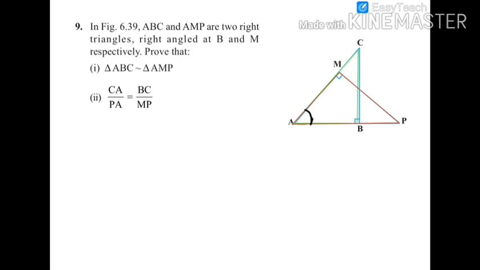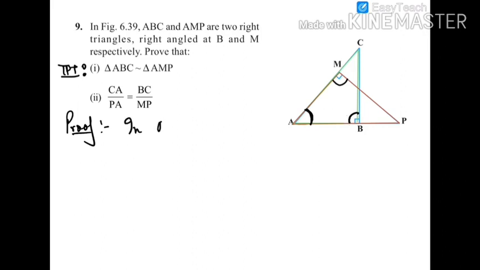angle A of these two triangles is a common angle. So this angle is equal in both the triangles, and the second angle that is equal is angle AMP, which is 90 in the red triangle, and angle ABC in the green triangle, as it is also 90.